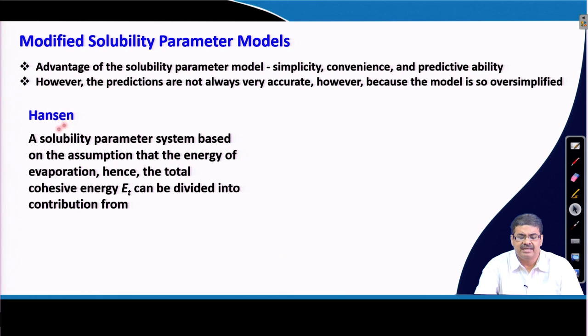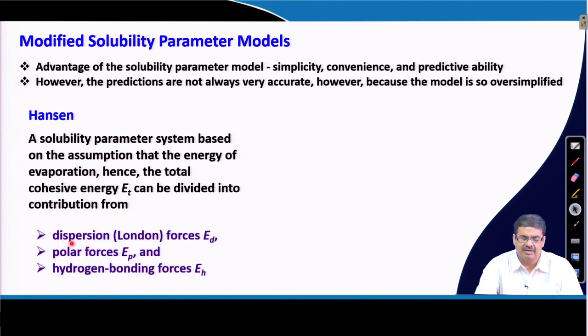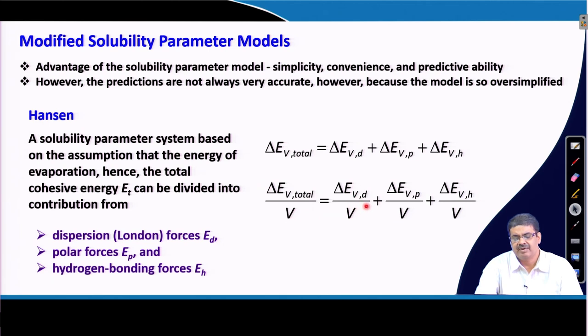Later on, Hansen proposed another modification of the solubility parameter, based on the assumption that the energy of evaporation, hence the total cohesive energy, can be divided into 3 contributions: dispersion or London forces, polar forces, and hydrogen bonding forces. Hence the total energy of vaporization can be divided into these 3 components. Hence the cohesive energy density can also be divided into 3 components, and the solubility parameter can also have 3 contributions from dispersion forces, polar forces, and hydrogen bonding forces. Now, there are ways to calculate or determine these values, which we are not discussing in this course.